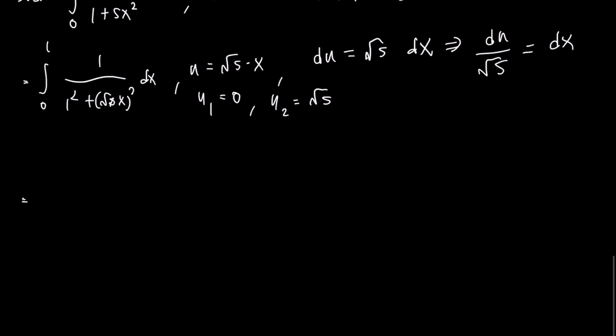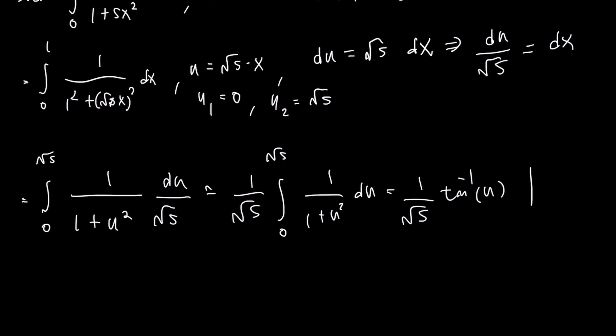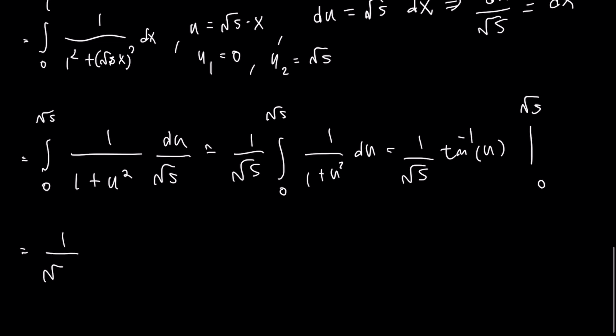So it is equal to the integral from 0 to the square root of s, 1 over 1 plus u squared du divided by square root of s, which is 1 over the square root of s, the integral from 0 to the square root of s, 1 over 1 plus u squared du, which is 1 over the square root of s, inverse tangent of u from 0 to the square root of s, which is 1 over the square root of s, inverse tangent of the square root of s.